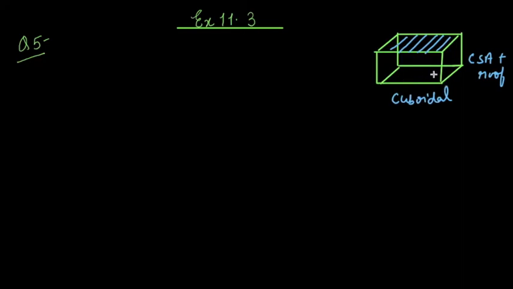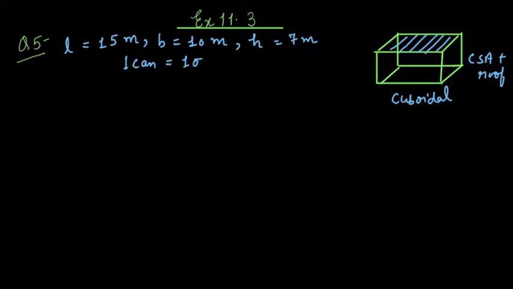The length, breadth and height of the room are given as: length is 15 meters, breadth is 10 meters, and height of this hall is 7 meters. So these are the three dimensions respectively given. From each can of paint, 100 meters square of area is painted. So when Daniel is using one can of the paint, he is able to paint 100 meters square area. If he has to paint the total area of the hall, how many cans will be required?